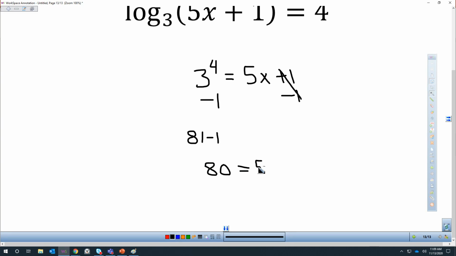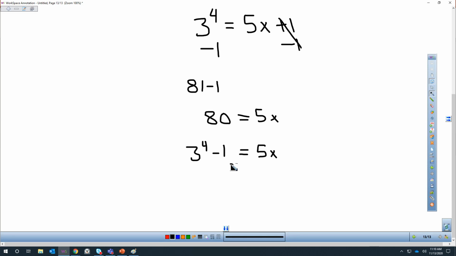Equal to 5x. Or if you weren't sure, like maybe you have some decimal up here and you're not sure exactly what that equals, you could just put 3 to the 4th minus 1 is equal to 5x. Doesn't really matter. It's the same thing. 3 to the 4th minus 1 is 80. If you type it in your calculator, you can see that. But the next step here is to get rid of that 5. I'm going to do that by dividing by 5 since I'm multiplying by 5. And I have to do that to both sides.